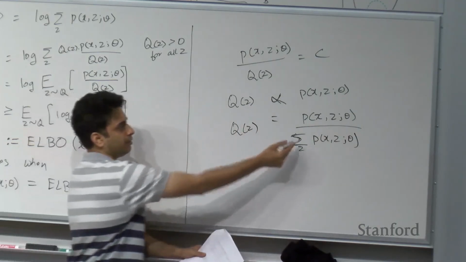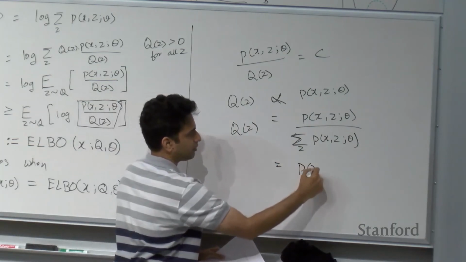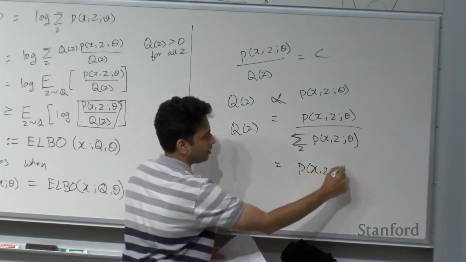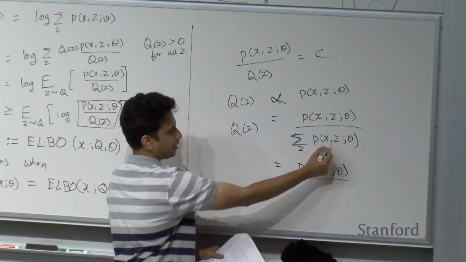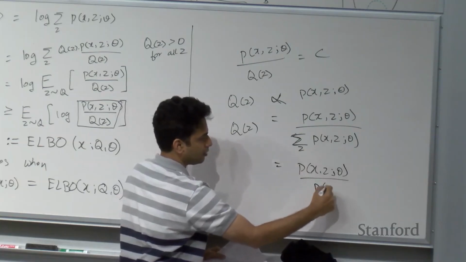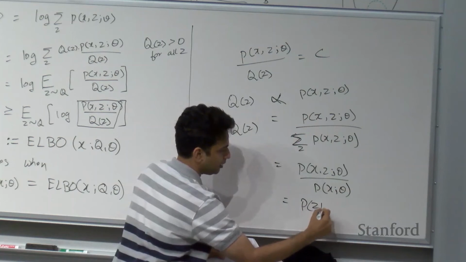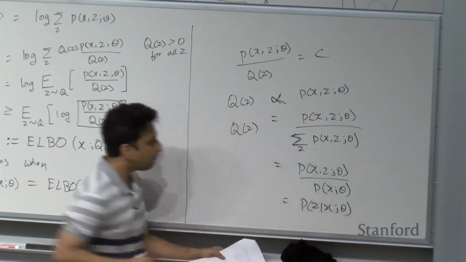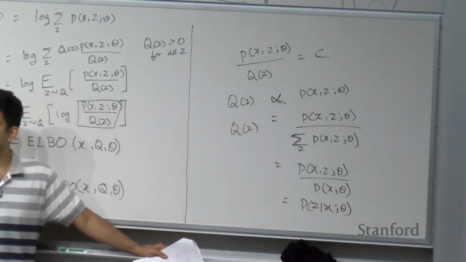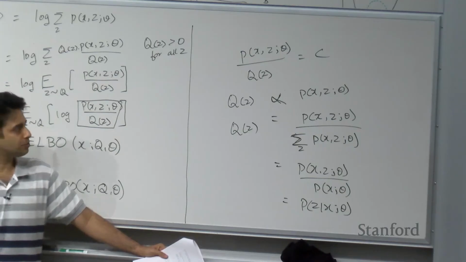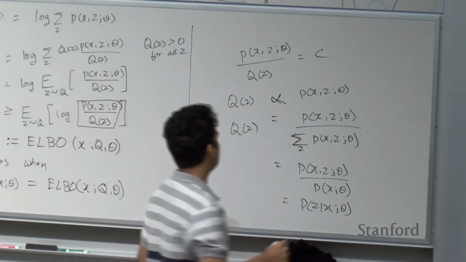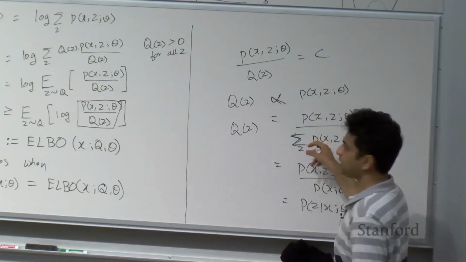Right? And this is basically p of x comma z given theta, divided by, when you marginalize out z, p of x given theta. And this is equal to p of z given x and theta. Why did you normalize with p of x? So the question is, why did we normalize it with p of x?